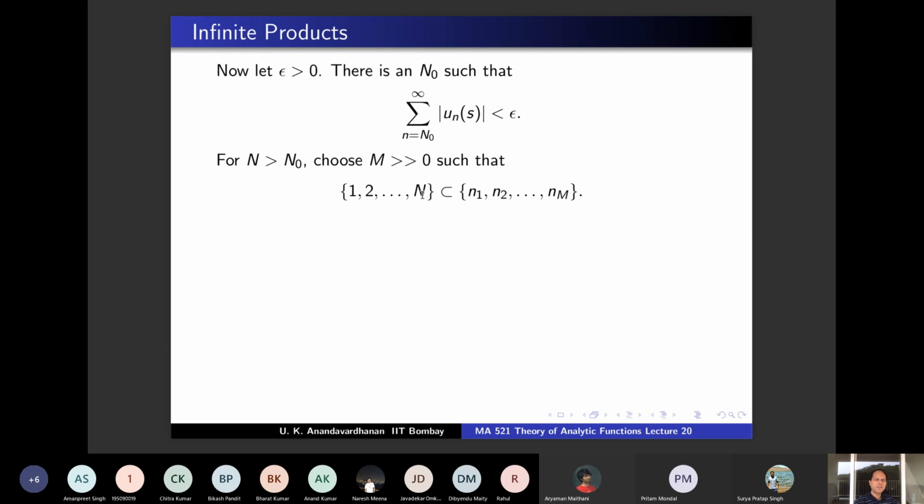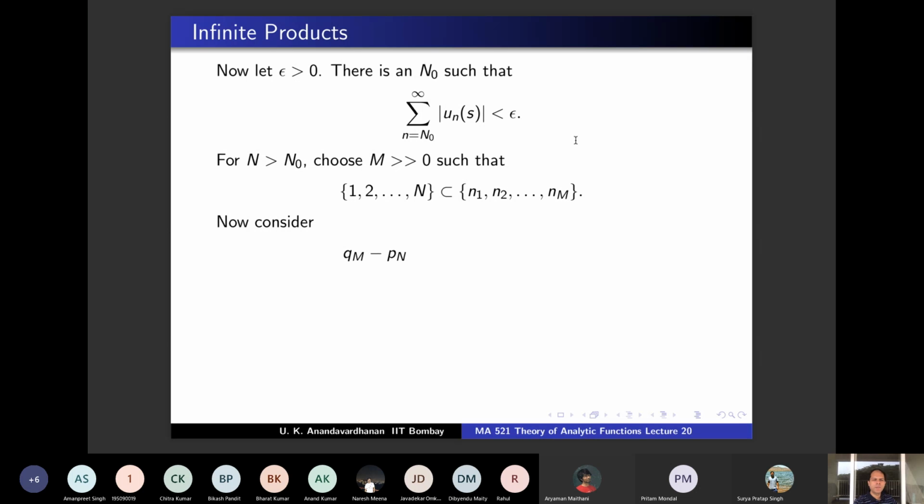So if you have a finite set given, I may have to choose m very, very large because it depends on how you have rearranged. But you can choose m large enough so that in the rearrangement, up to n is hit. All these numbers have come. So take such an m. So m may be much bigger than n. I don't know. It depends on the rearrangement. But anyway, you can do this.